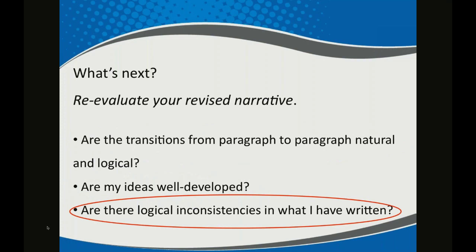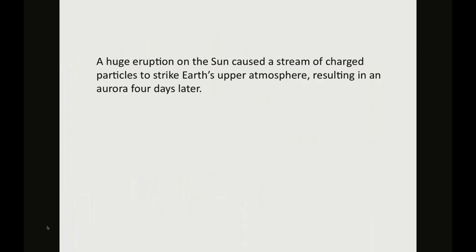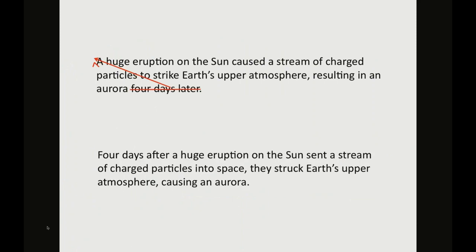For example, you write, a huge eruption on the sun caused a stream of charged particles to strike Earth's upper atmosphere, resulting in an aurora 4 days later. Now, did the aurora happen 4 days after the particles struck Earth? No. What you mean is, 4 days after a huge eruption on the sun sent a stream of charged particles into space, they struck Earth's upper atmosphere, causing an aurora. These kinds of logic missteps are hard to catch when you are an expert in the subject because you know the content so well that your mind connects the dots and you don't see the problem.